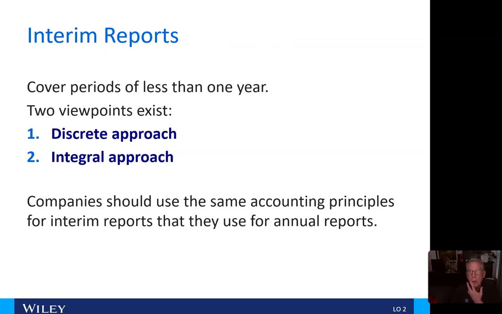All right, interim reports. Interim reports cover periods less than 1 year, normally monthly or quarterly or even semi-annually. Two viewpoints exist. Number one, the discrete approach, and number two, the integral approach. Companies should use the same accounting principles for interim reports that they use for annual reports. Pretty obvious, I think, there.